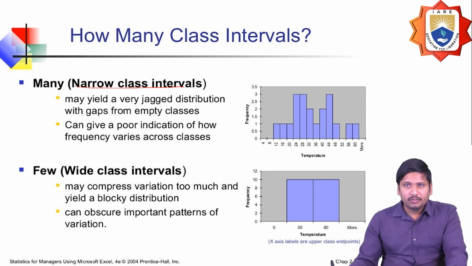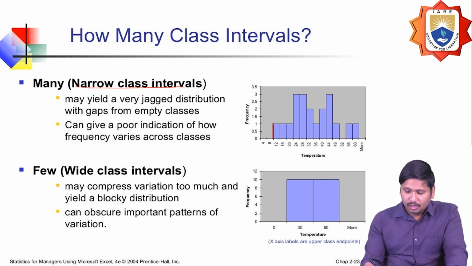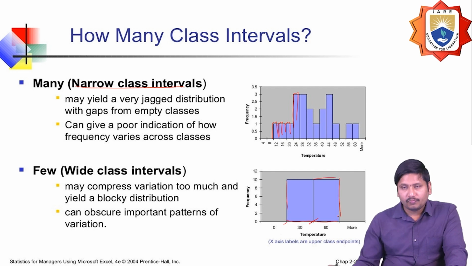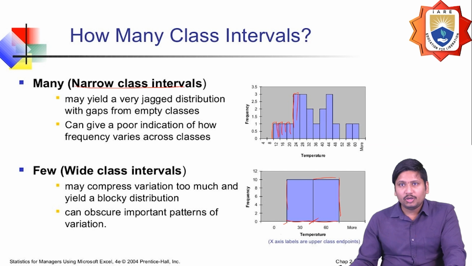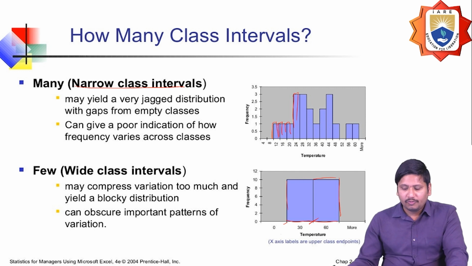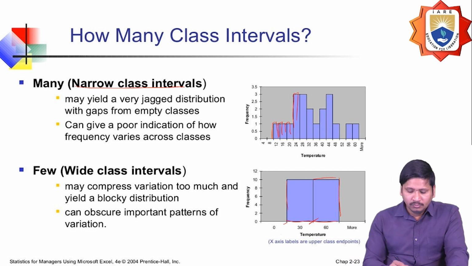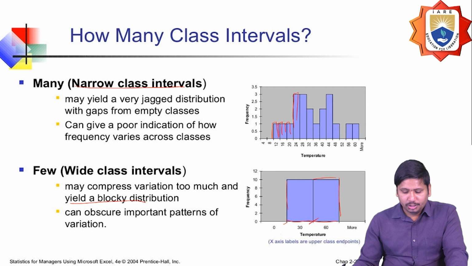So the class intervals will be of two types, many and few. Narrow means the width of each and every bar should be very narrow, and wide class intervals means the width of each bar should be larger. Narrow class intervals yield a very jagged distribution with gaps and give a poor indication of the values, and wide class intervals may compress the variation too much and yield a blocky distribution and can also obscure important patterns of variation.